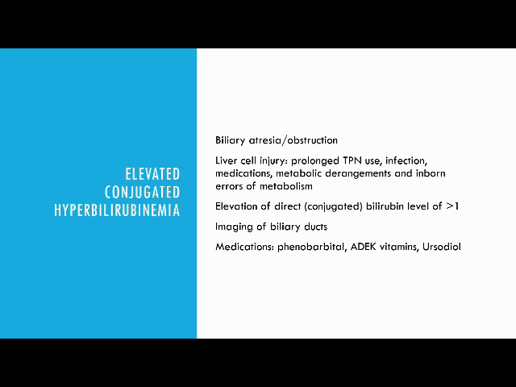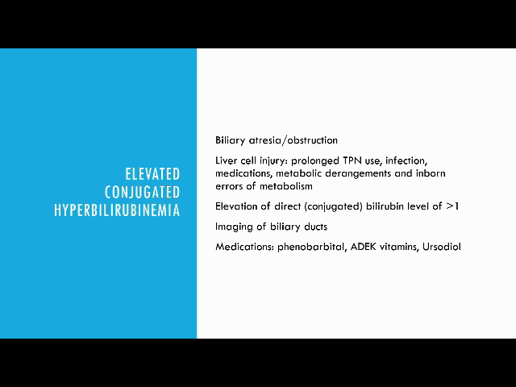Because you're not getting that conjugated bilirubin into the small intestine. So that makes sense to my brain. Hopefully it does to yours. Liver cell injury from prolonged TPN use or infection. Certain medications that can cause liver damage, or metabolic derangements like an inborn error of metabolism. So you've got liver cells that aren't functioning or they're injured. That's going to affect your conjugation, right? And so you can have an elevated conjugated bilirubin. The liver's not working right.